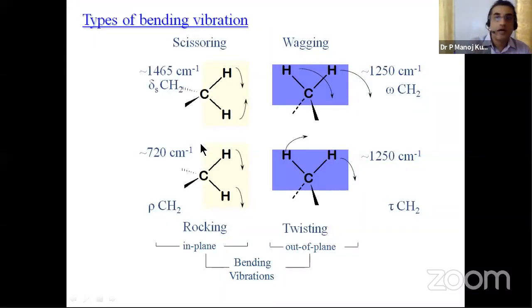Okay, so this is the ordinary slide. This is the usual slide where I was going through, and here you have the different types. In a two-dimensional way, I have represented scissoring, rocking, wagging, and twisting. And you see here that scissoring occurs at a higher wave number, because as I told you, there is a problem with the two hydrogen atoms moving in the opposite direction. So among the different types of bending vibrations, here you will have the highest wave number.